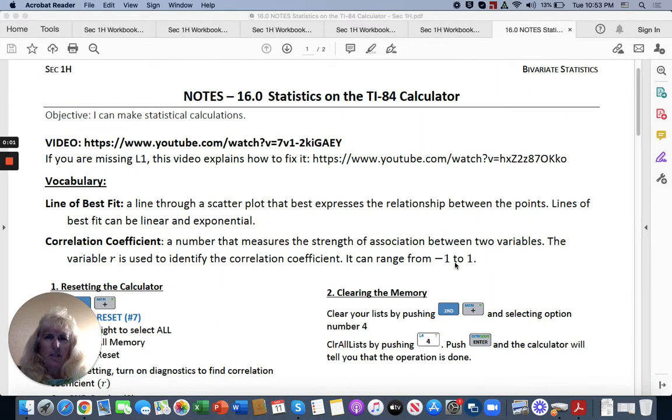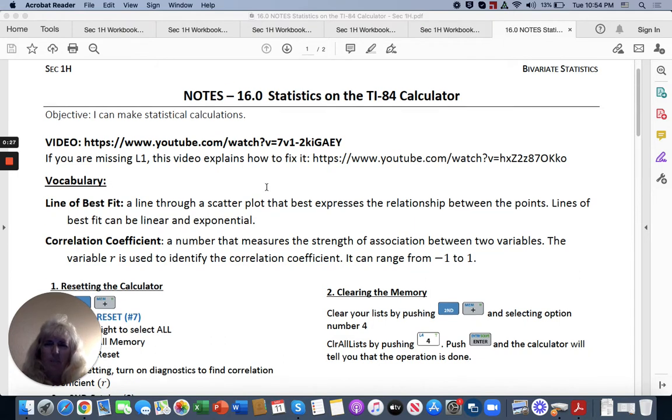Hello students, today we will be going over 16.0 Statistics on the TI-84 calculator. Our objective for today is I can make statistical calculations, okay? Here's a video if you are missing L1, and this video explains how to fix it. Sometimes I would just start with L2 and not bother with it, but that's a good way to fix it.